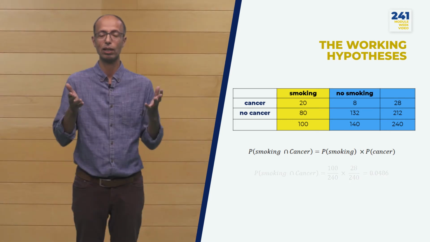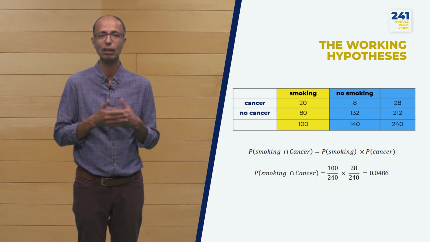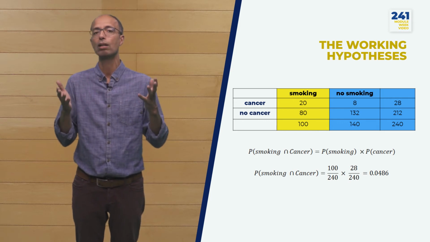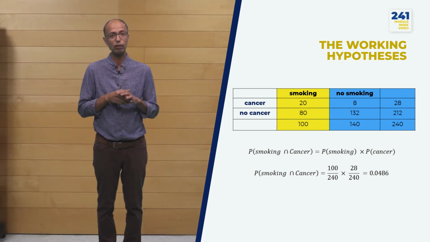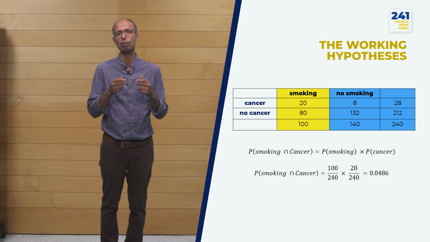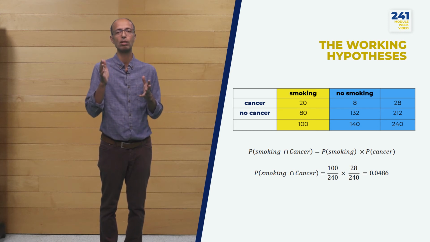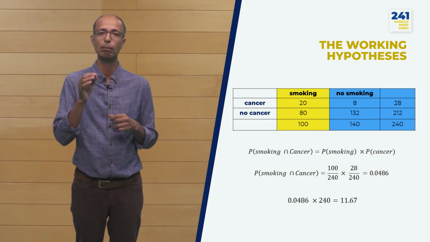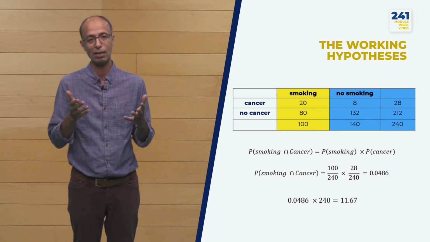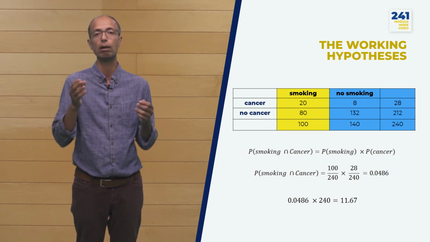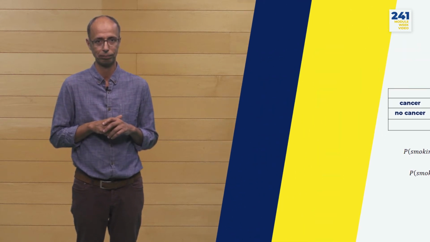In our case, it will be 100 divided by 240 multiplied by 28 divided by 240, which will give us 0.0486. Given we would like to know the expected value of both events to happen in a sample of 240 individuals, we have to multiply this probability by 240. This will give us 11.67 individuals should be observed if both events were independent. In a similar way, we can estimate the expected values of the other categories.